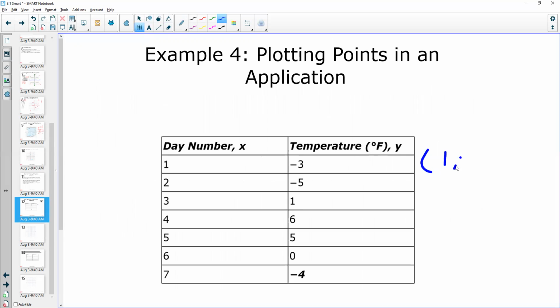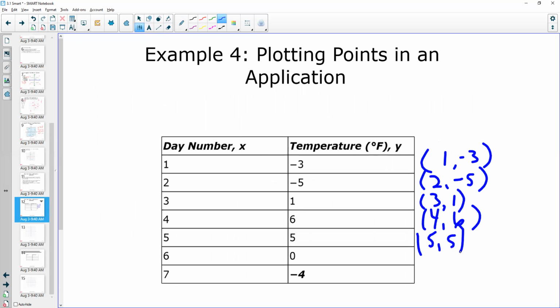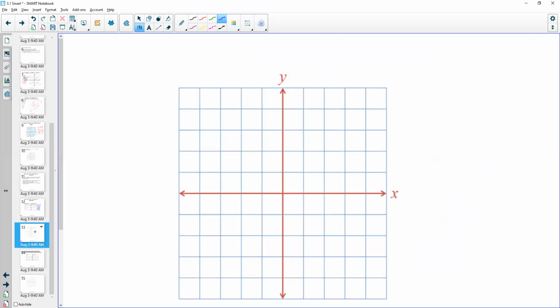So I have 1 and -3. I have 2 and -5. I have 3 and 1. I have 4 and 6. I have 5 and 5. Remember that the second number is a temperature, so it's not super warm here in Canada. 6 and 0, 7 and -4. And then what we're going to do is go to the next screen and plot them on the graph. So you have them written down. So do I. So I'm just going to now plot them.